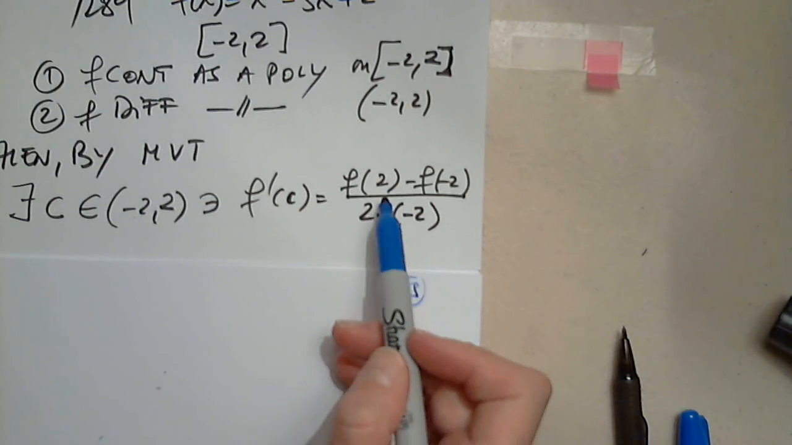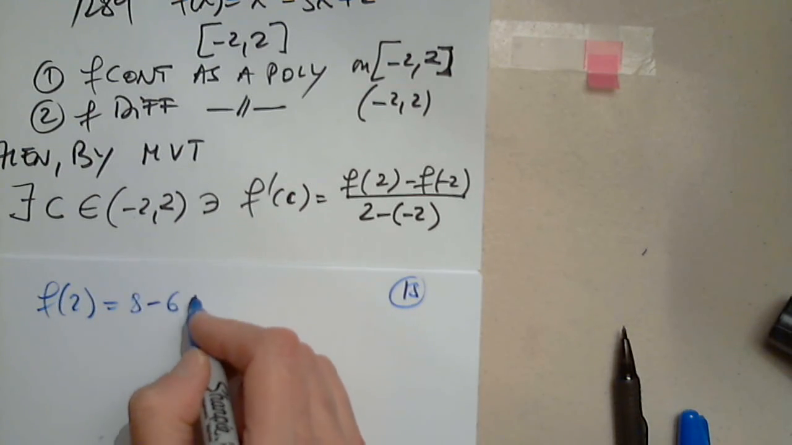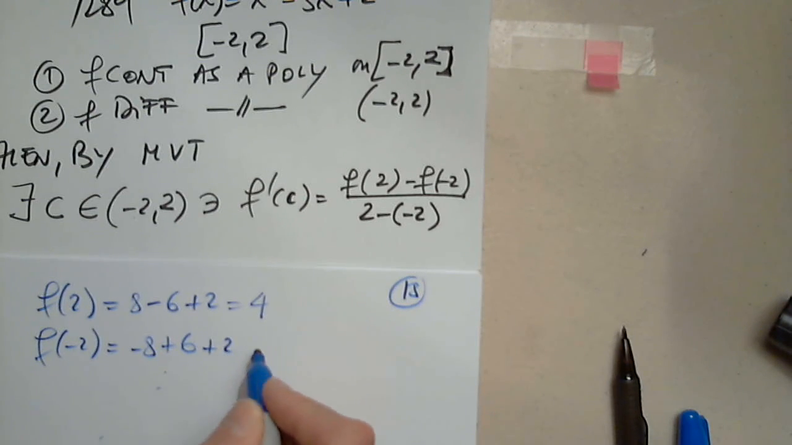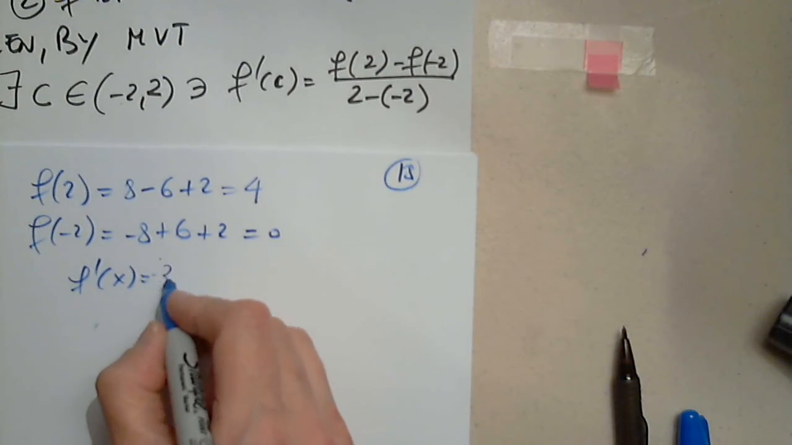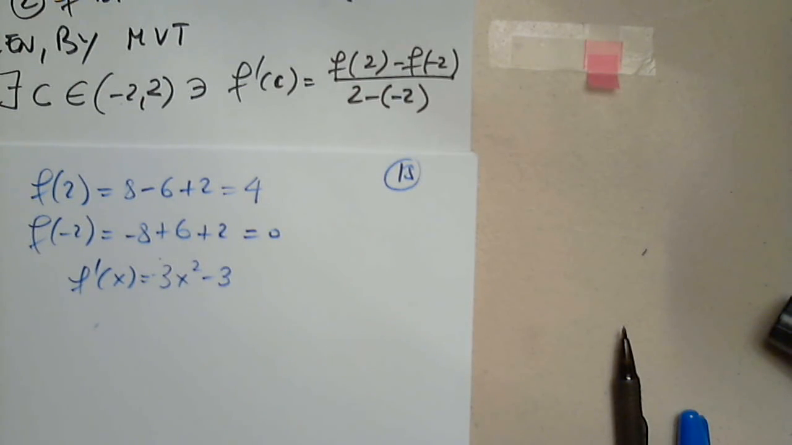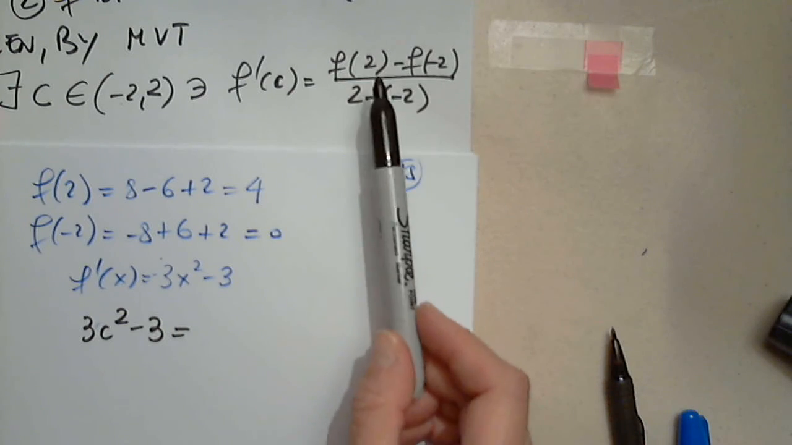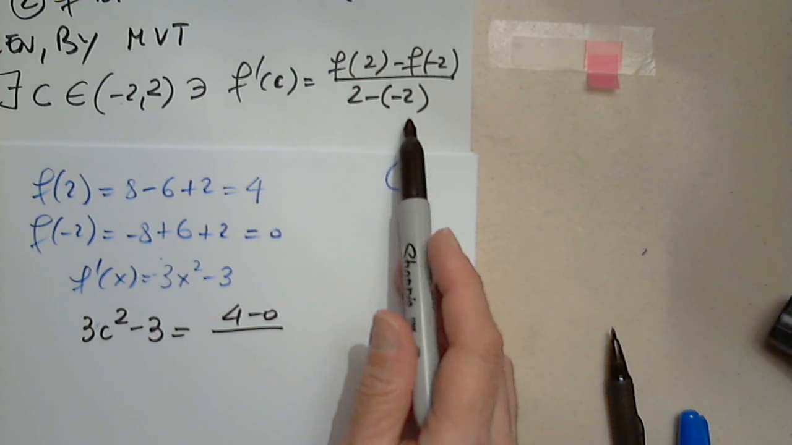So I have to find f of 2. Let's see, f of 2. 8 minus 6 plus 2, that is 4. I have to find f of negative 2. Negative 8 plus 6 plus 2, 0. I have to find f prime of x, which is 3x squared minus 3. I put f prime of c, which is 3c squared minus 3 equals f of 2, 4, minus 0, over 2 minus negative 2, which is 4.